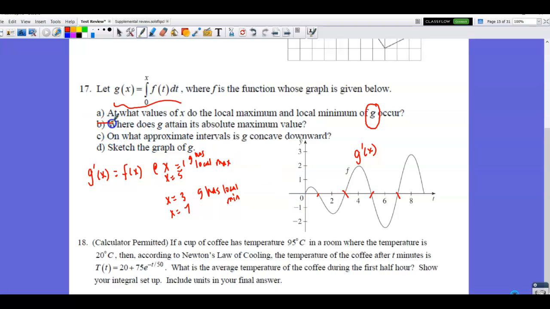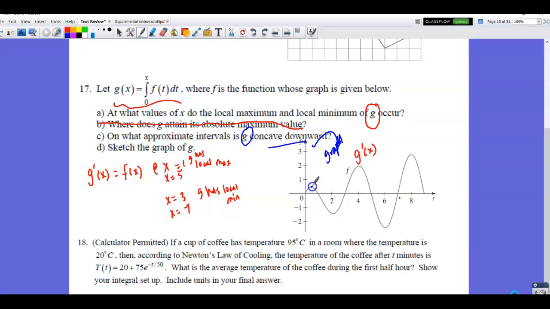And I told you not to do letter B because this problem is not set up for you to do that well. In letter C, on what approximate interval is G concave downward? We have a graph of G prime, and according to the All About Me sheet, where G prime decreases, G original is concave down.